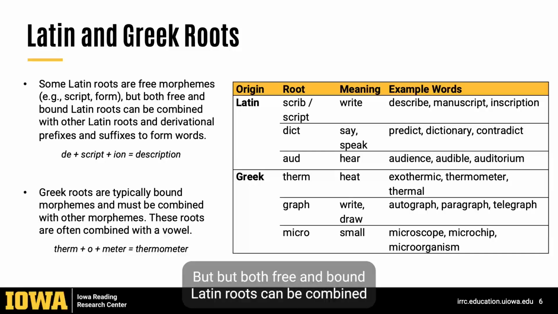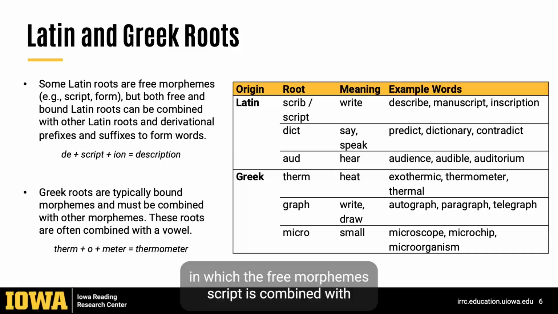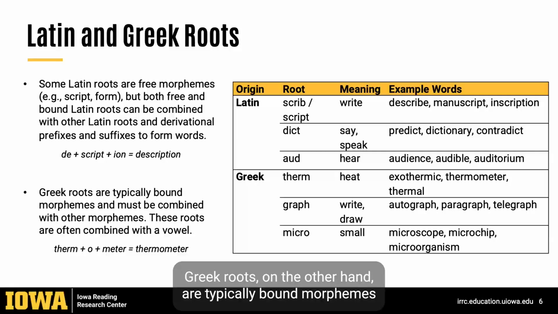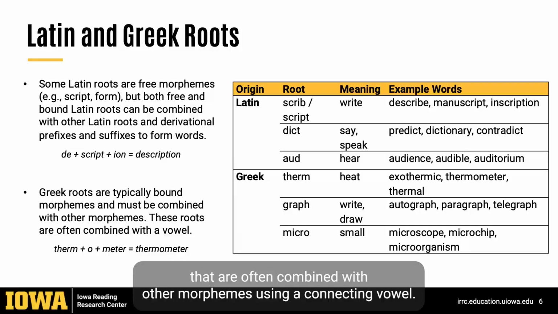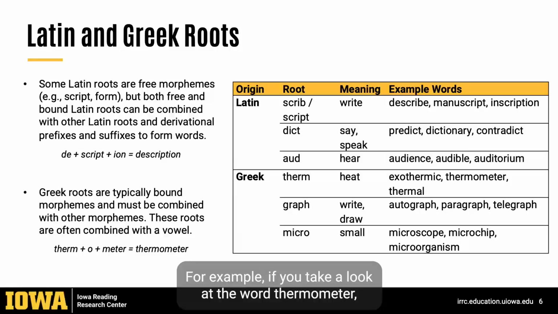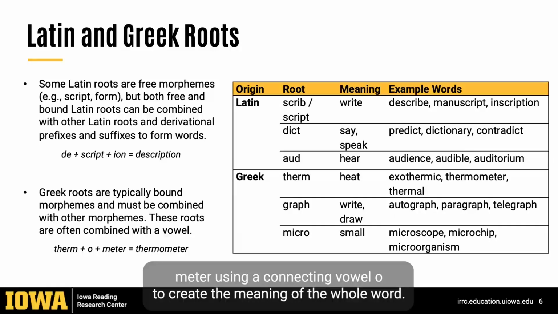But both free and bound Latin roots can be combined with other morphemes to form words, like in the word description, in which the free morpheme script is combined with two bound affixes. Greek roots, on the other hand, are typically bound morphemes that are often combined with other morphemes using a connecting vowel. For example, if you take a look at the word thermometer, the bound root therm, which means heat, is combined with the free root meter using a connecting vowel O to create the meaning of the whole word, a measure of heat.